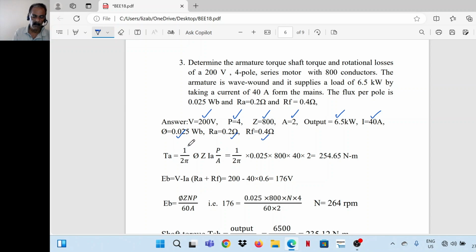So armature torque is 1 by 2 pi phi ZIA into P by A. It is 1 by 2 pi, 0.025, Z is 800, IA is 40 ampere, into P by A. P is 4, A is 2, P by A is equal to 2. So armature torque is 254.65 Newton meter.